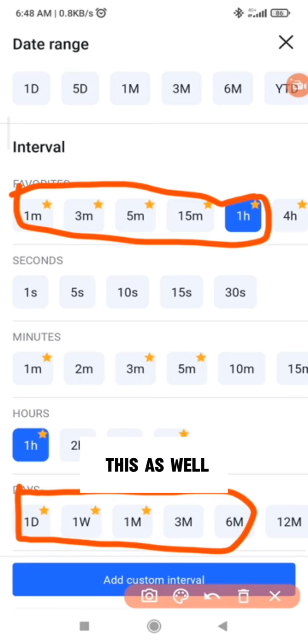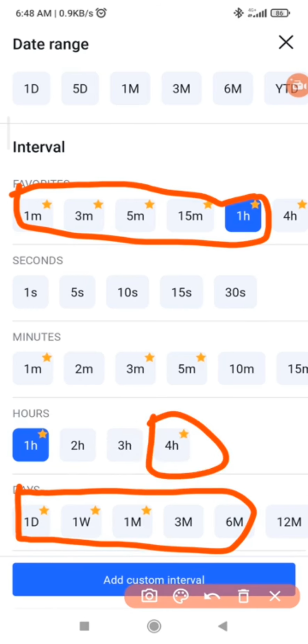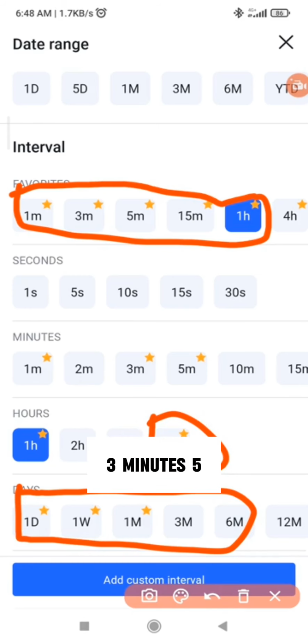I will add this as well. 4 hour, 1 day, 1 week, 1 month, 3 months, like that are higher time frame. Lower time frame are 1 minute, 3 minutes, 5 minutes. Then we also have medium time frame, which is like 15 minutes, 1 hour, 4 hours. But most of us usually do this.